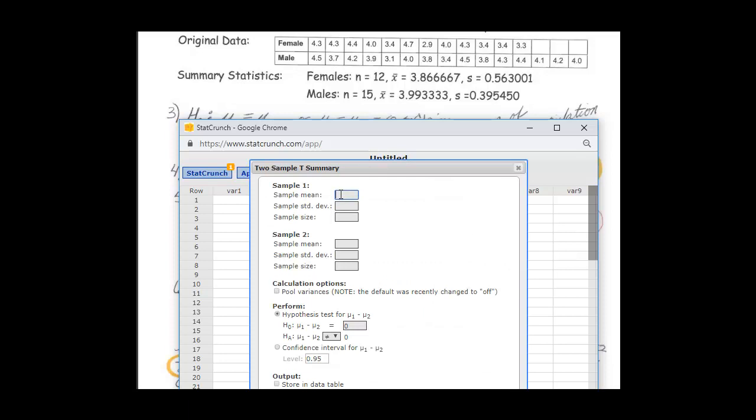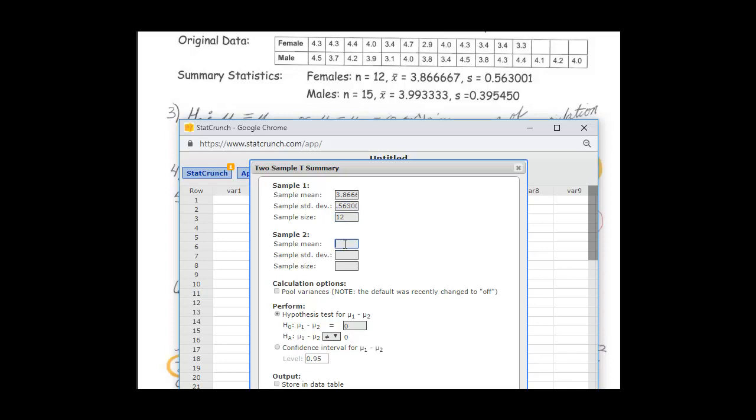Okay, so I'm going to need to put in my sample mean of 3.866667. The more decimal places, the more accurate we are. We have small sample sizes, so that's going to be important. Our standard deviation is 0.563001. Our sample size for the females was 12.